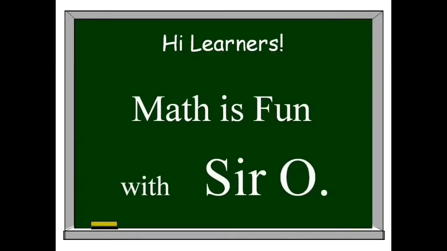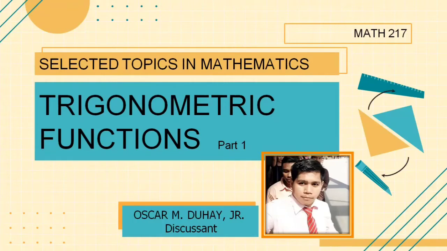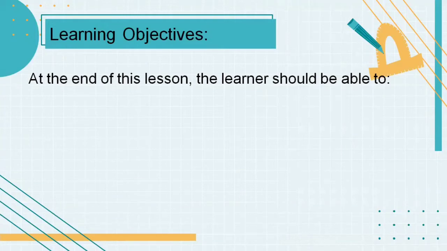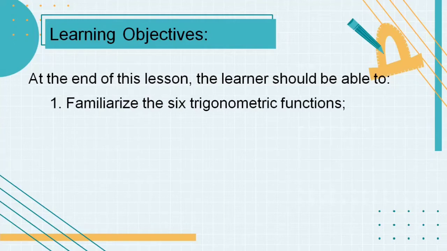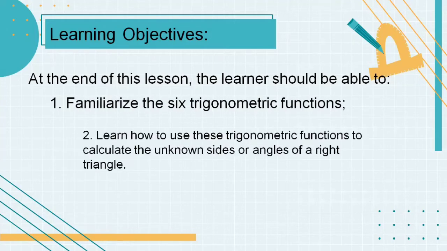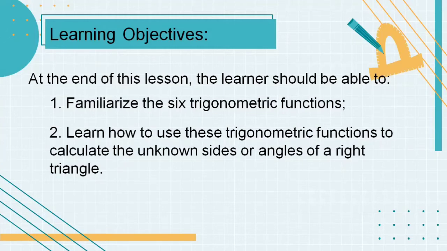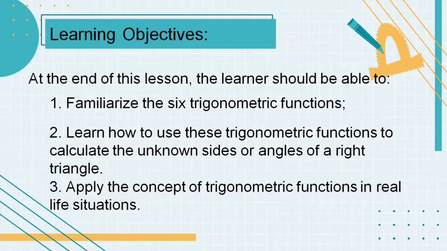Today, I will be discussing trigonometric functions. Before we go to our discussion, I'm going to read first our learning objectives. At the end of this lesson, the learner should be able to first, familiarize the 6 trigonometric functions. Second, learn how to use these trigonometric functions to calculate the unknown sides or angles of a right triangle. And lastly, apply the concept of trigonometric functions in real-life situations.